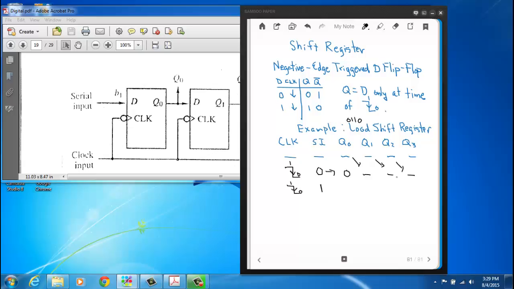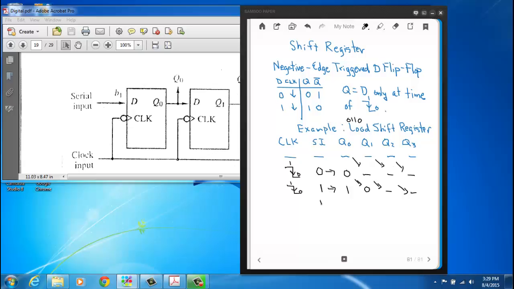These bits are going to shift one place over again. Q3 is going to equal Q2 again, so this don't care is now at Q3. Q2 is going to equal Q1, so now that don't care is at Q2. Q1 is going to equal Q0, so this 0 is now at the output of Q1. And then the serial input data comes into Q0. This is why this device is called a shift register: for every clock pulse, the bits at the output of the register all shift one place.